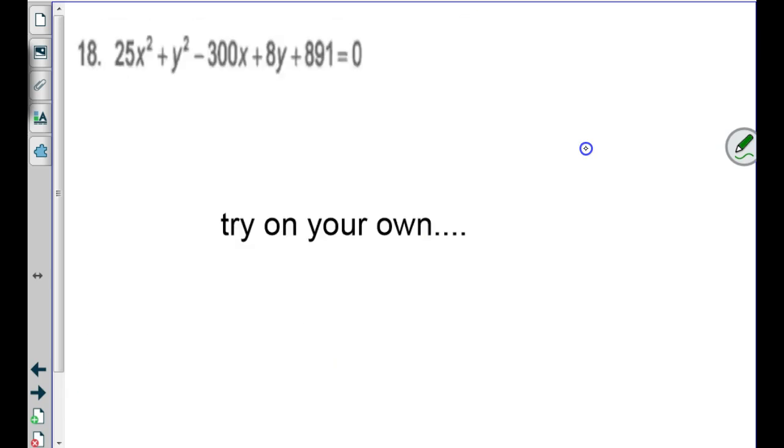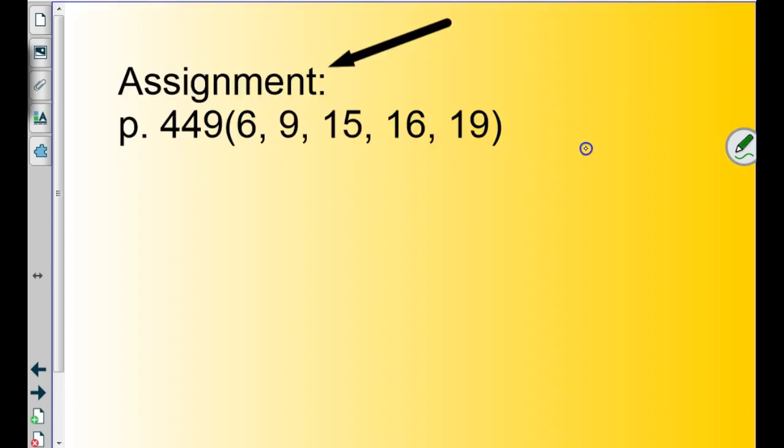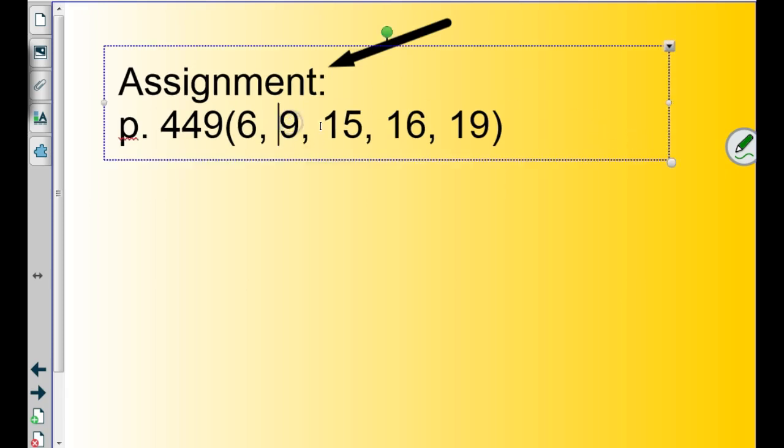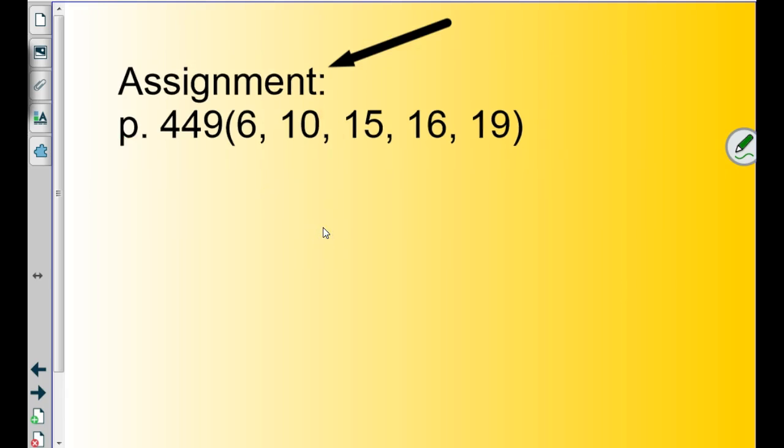Do you want to do the one more completing the square, or you're good? Okay, I'm fine with that. I don't know if I have this right, though. Can someone, I feel like some number is wrong here. 6, oh, it's not 9, it's 10. 6, 10, 15, 16, and 19. Okay. 5 questions. That's it. 5. You can do this.